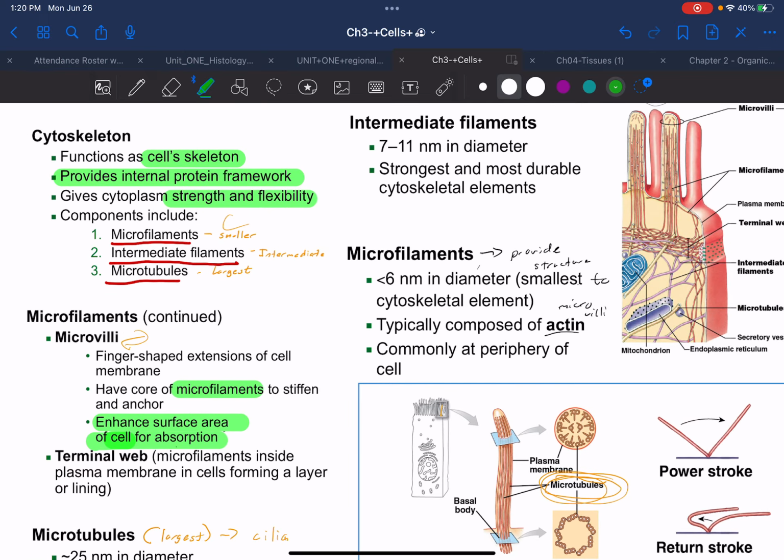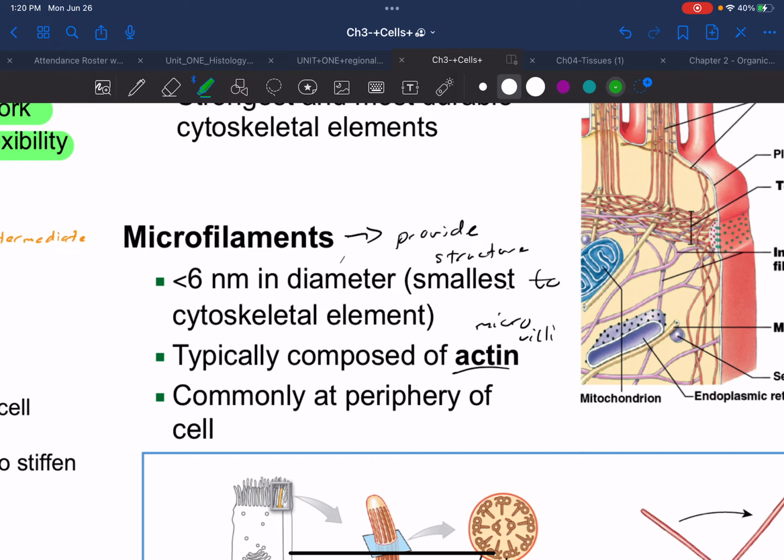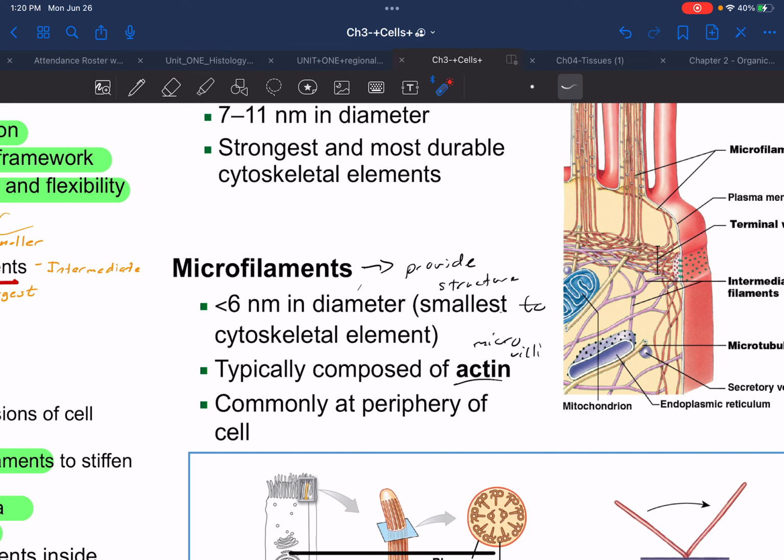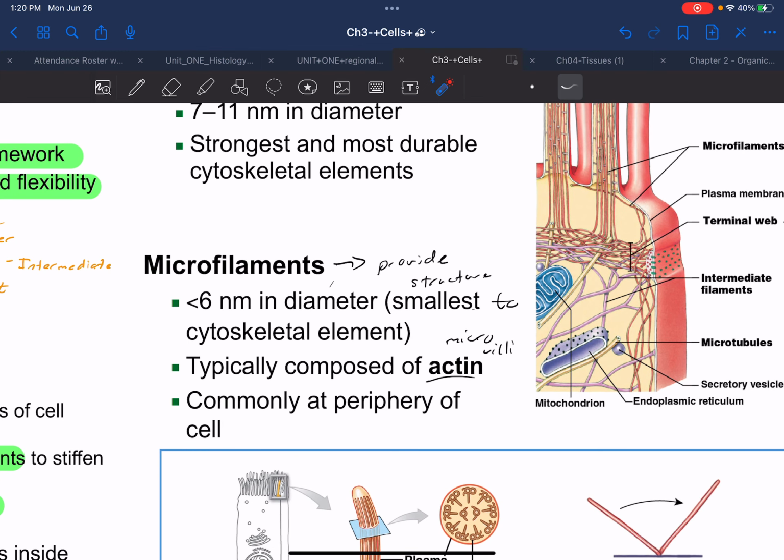With that in mind, let's look at microfilaments. You just go here to the right a little bit. Microfilaments are exactly what a skeleton does for the human body, in that they provide structure, in particular to the microvilli, and that's the one we're going to hold on to for our class. They're typically composed of actin. This is something we're going to return to in muscles, so you're free to cross this off for our exam.